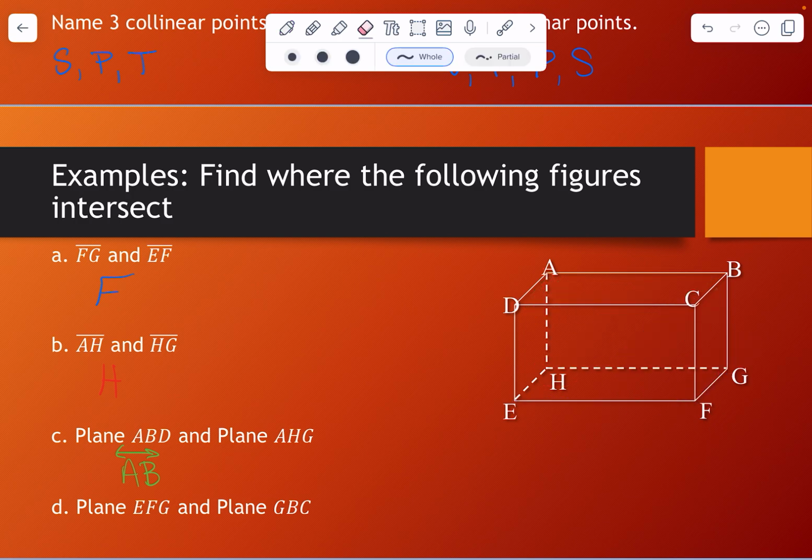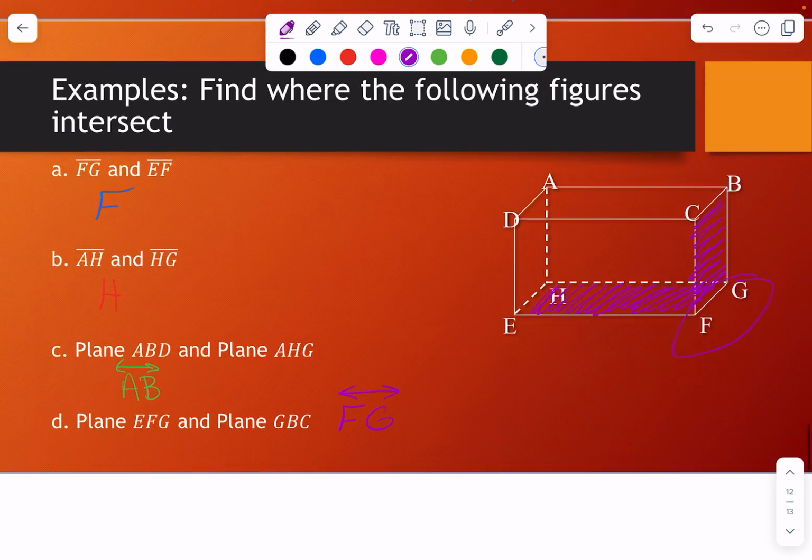So I'm just going to erase that. It's getting marked up quite a bit. EFG, so that's the bottom. And we want to know where it intersects with GBC, which is this side. So that would be our line FG, because remember, two planes intersect in a line.